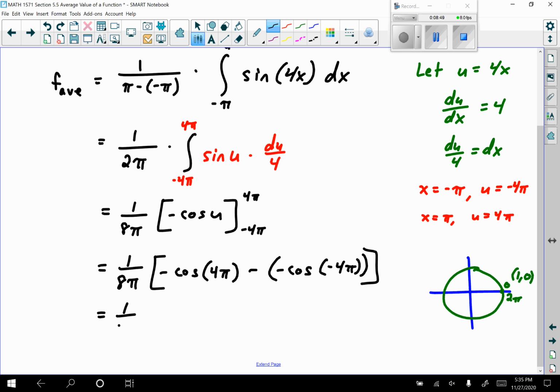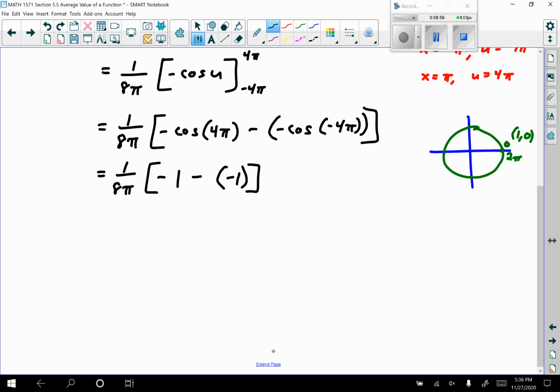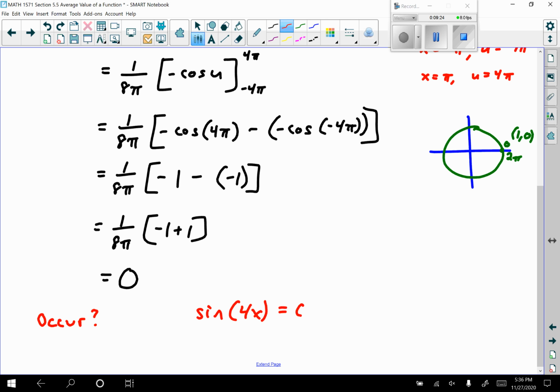So we're going to get 1 over 8 pi times the opposite of 1 minus, here again, the opposite of 1. So inside here we're going to get a -1 plus 1, which is 0, and 0 times anything is 0. So the average y value is 0. When does it occur? All we have to do is go back up and set sine of 4x equal to 0.